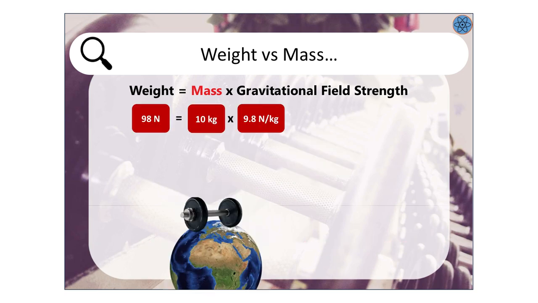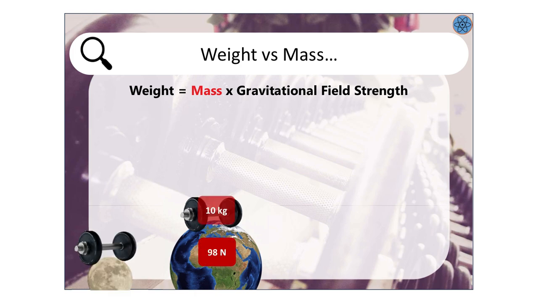So let's use the equation as an example. Let's say that the mass is 10 kilograms. The value of gravitational field strength on Earth is 9.8, so its weight when we pick it up would be 98 newtons. That's the force we would need to apply to lift it up.